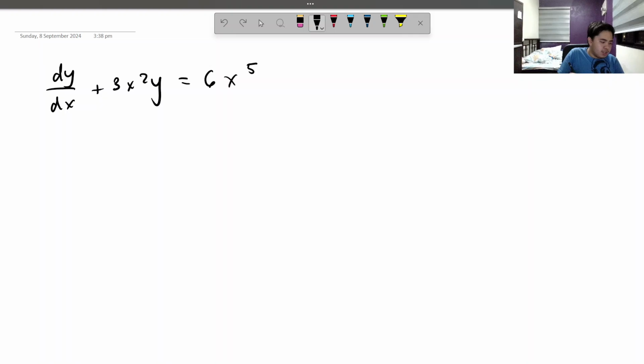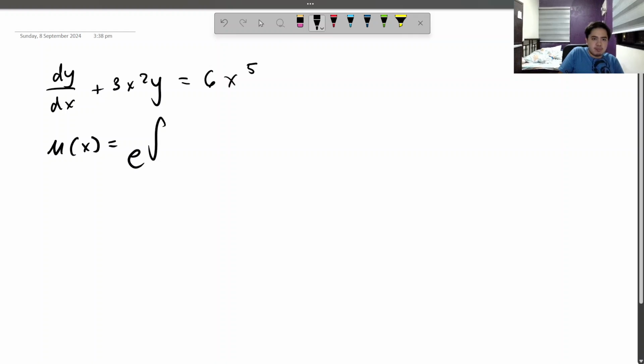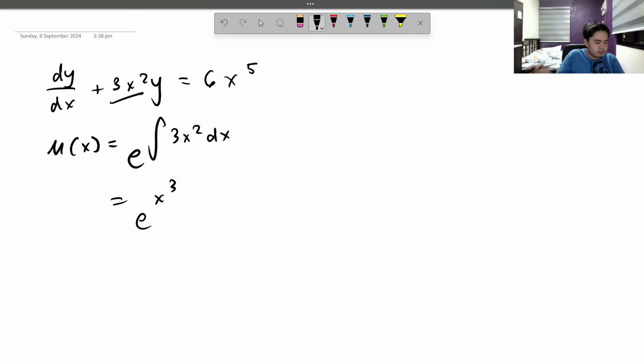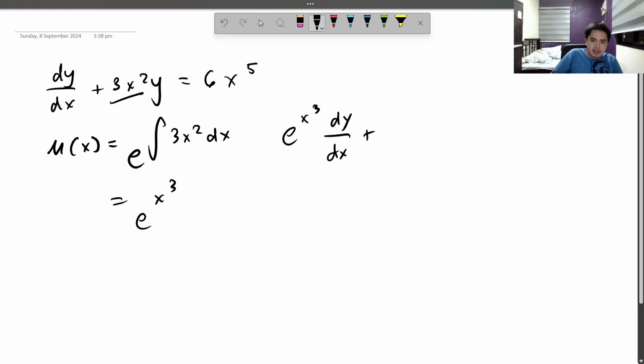Now we can use the special integrating factor mu here, which we know is e to the, what is p? This is p of x. So 3x squared dx. We know the integral of 3x squared is just x cubed plus c. Let's just ignore c for now. It doesn't even matter in the solution anyway. So let's proceed to the next step. Multiply both sides by this thing. So e to the x cubed dy over dx plus 3x squared e to the x cubed y equals 6x to the 5 e to the x cubed.